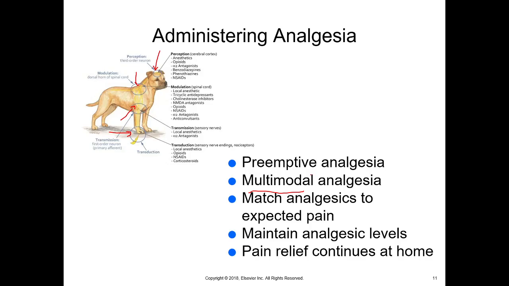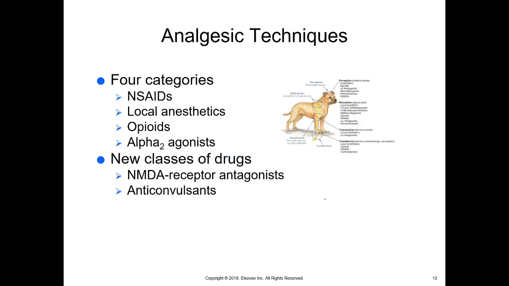We want to match analgesics to the expected pain. So if we know how painful this animal gets, we can either go lightly on pain relief, or we can go a little bit heavier. And we'll talk about what those choices are. And then we also want to maintain those analgesic levels and keep giving those medications at the right times, and dose it appropriately so they stay out of pain while they're healing. Pain relief should continue at home, and we need to choose things that can be taken at home as well.